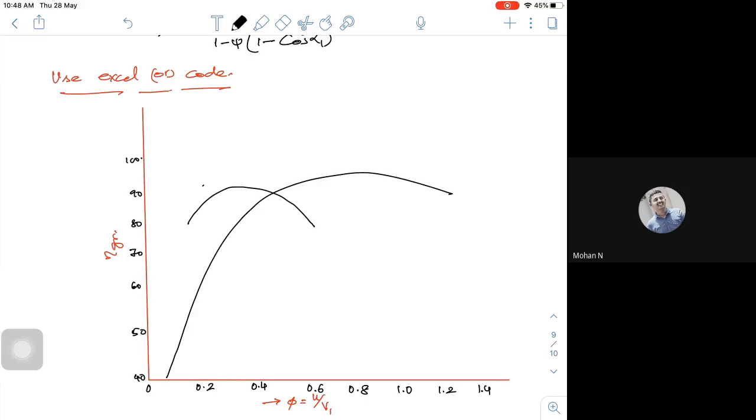Okay, this is for a multi-stage impulse reaction turbine. And this is the plot for a multi-stage impulse turbine, single row.